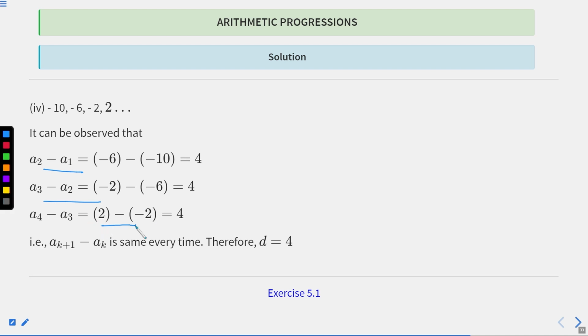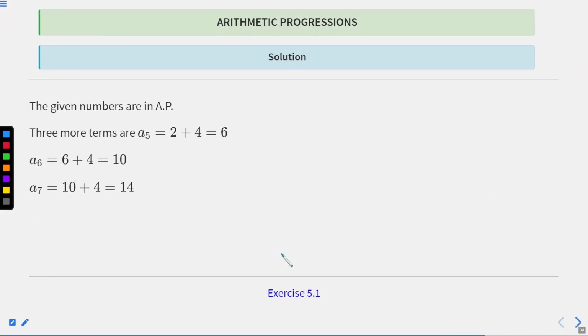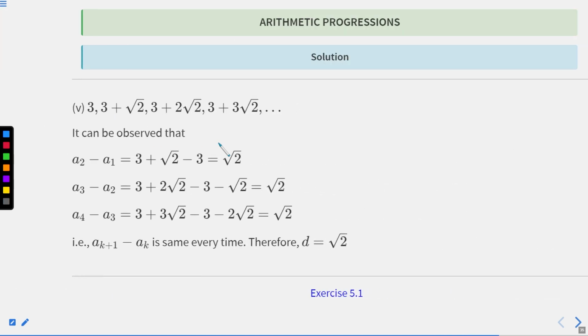So that is, A(k+1) minus A(k) is the same every time. Therefore, the common difference d is equal to 4. So the given numbers are in AP and 3 more terms are: A5 is equal to 2 plus 4, that is equal to 6, and A6 is equal to 6 plus 4, that is equal to 10. A7 is equal to 10 plus 4, that is equal to 14. Now let us solve the next one.